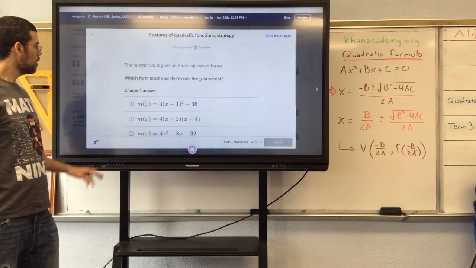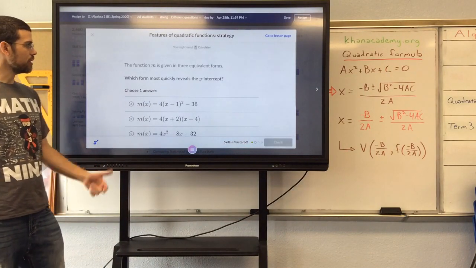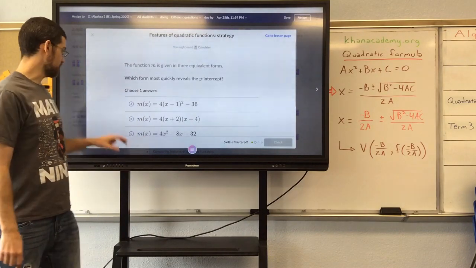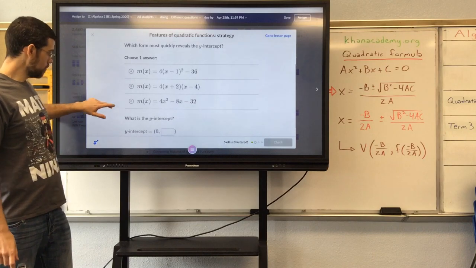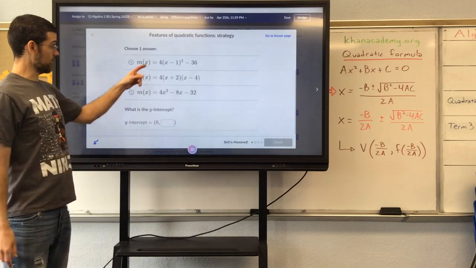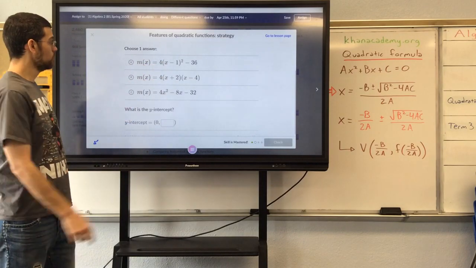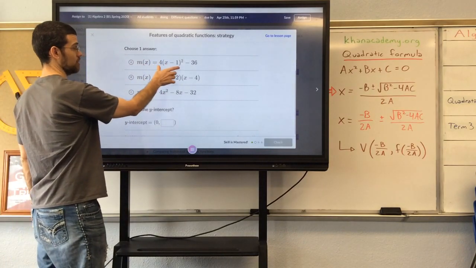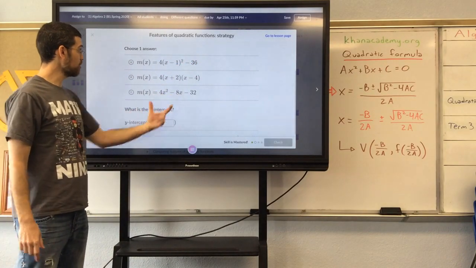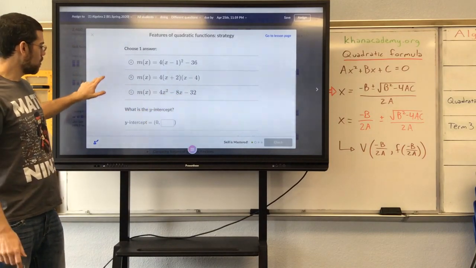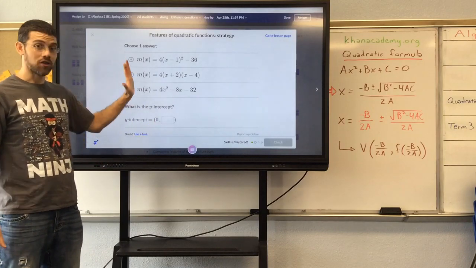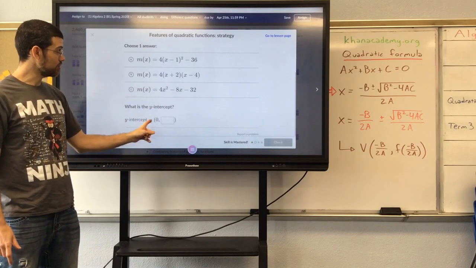Next question. The function m is given in 3 equivalent forms. Which form most quickly reveals the y-intercept? Alright, well the y-intercept isn't revealed most quickly by the vertex form. Vertex form is a constant times a binomial squared plus a constant. That's vertex form. Here's standard form. Now, what do we know about a y-intercept? Y-intercept means you're on the y-axis, which means x equals 0.